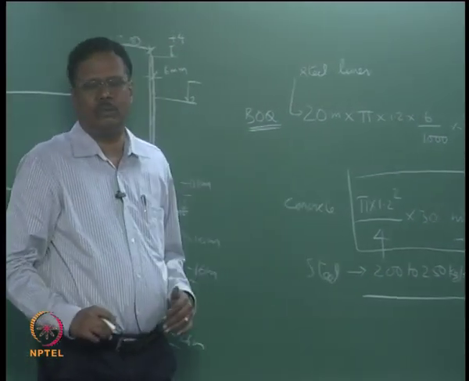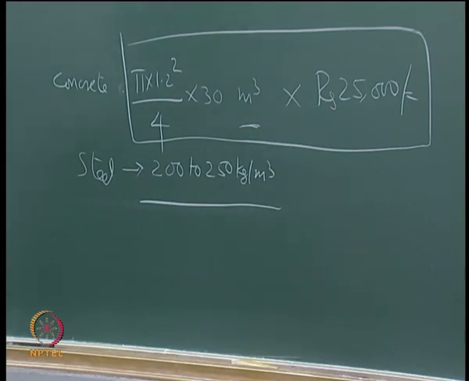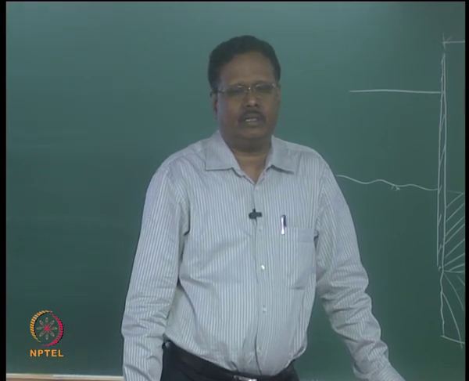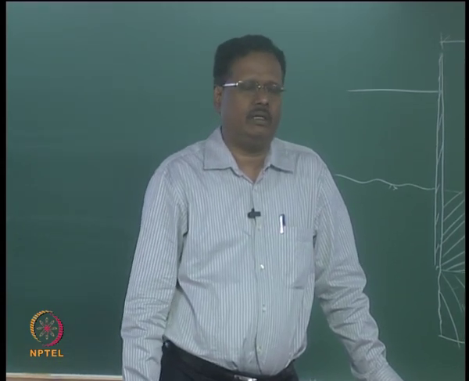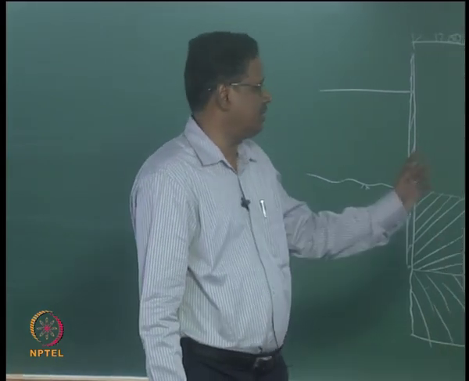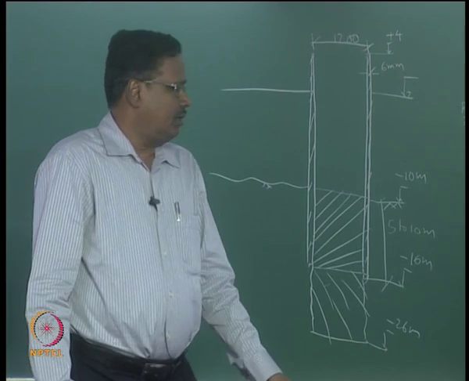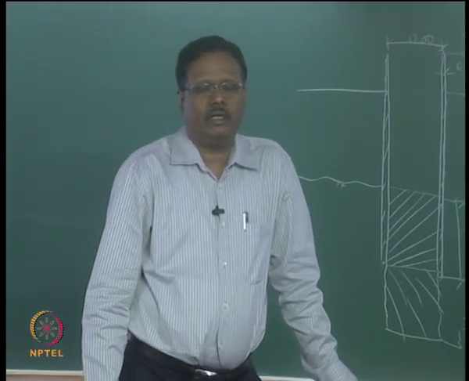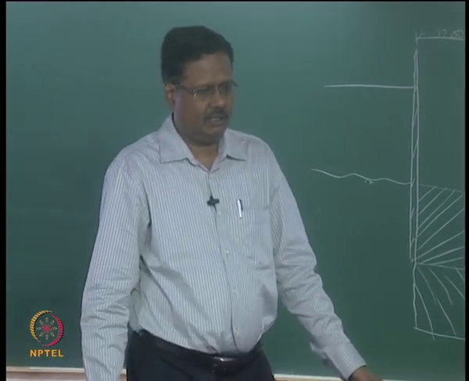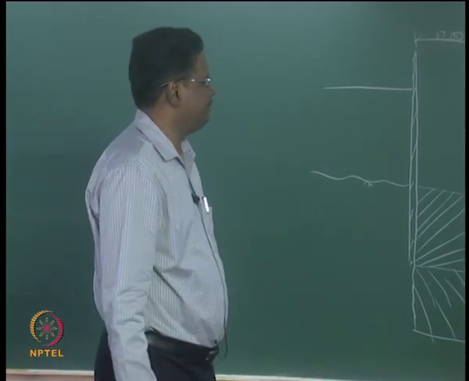Suppose you don't want to go through all this exercise: steel weight separately, steel liner weight separately, concrete cost separately, reinforcement cost separately, boring, equipment shifting and all. You can do it like what I have discussed, but if you want to get an approximate cost, concrete quantity multiplied by 25,000 rupees per cubic meter will approximately give the cost of this pile.